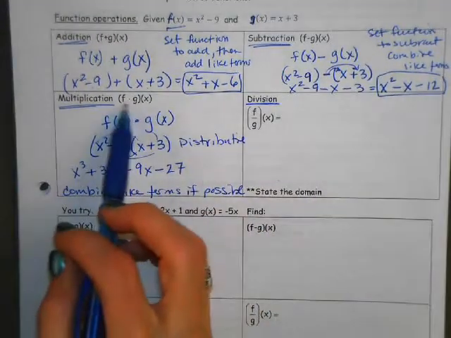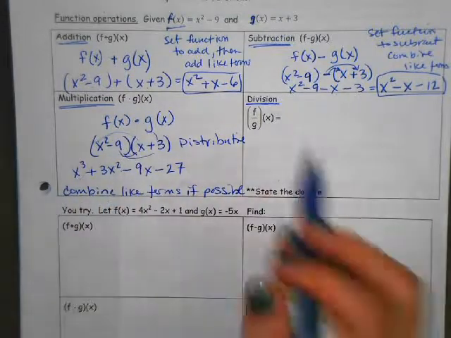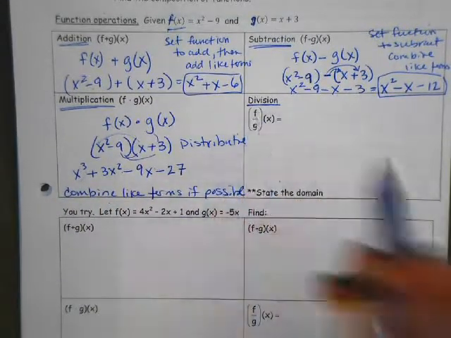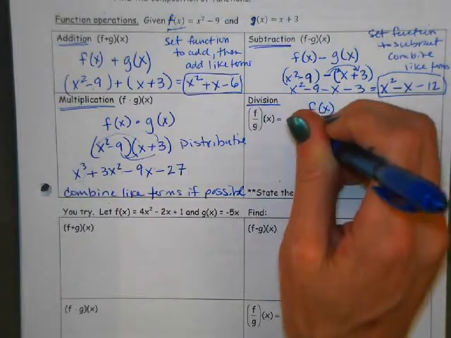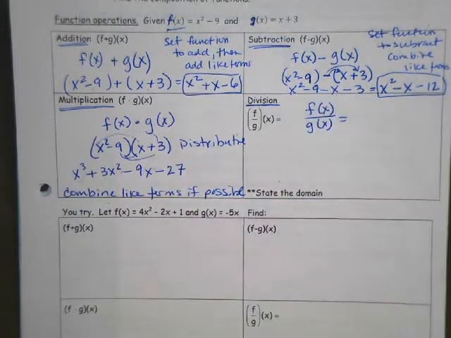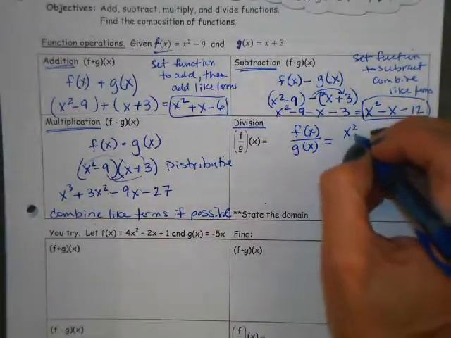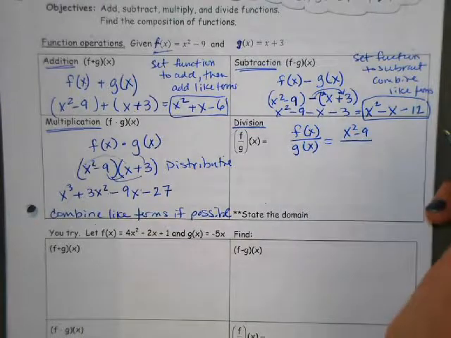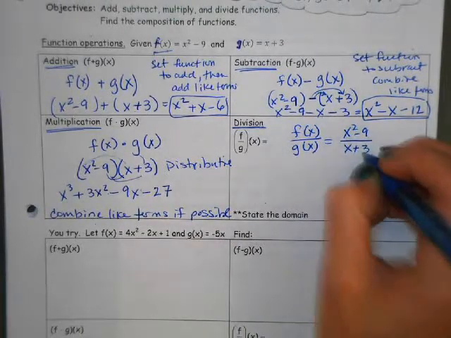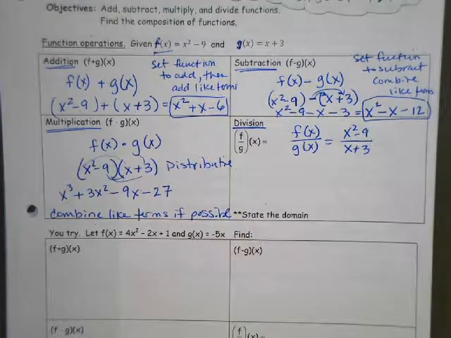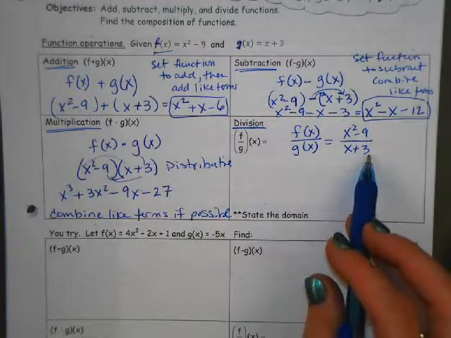So division, again, you'll see the multiplication one as f and then a little dot g of x. Okay? So now we're going to do f divided by g. So what do we have here? We have the f of x function, and we're dividing by the g of x function. So I could set that up as x squared minus 9, and that's divided by x plus 3. Okay? I'm not going to have you guys solve this one.